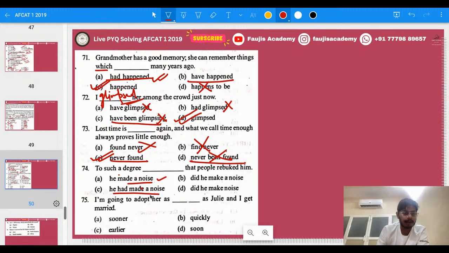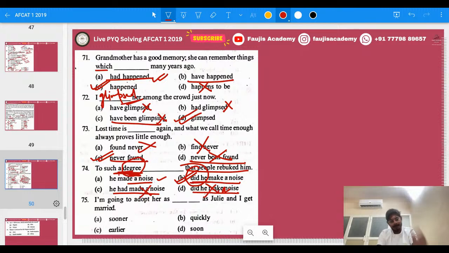He had made a noise, that means in the past tense. Did he make noise? With make and noise, the correct usage is a noise, that is why it is wrong. He made a noise. To such a degree, this is an emphatic one. To such a degree did he make a noise that people rebuked him, asking, hey, what are you doing? To such a degree did he make a noise. That degree, emphaticism is being used with the word degree over here.